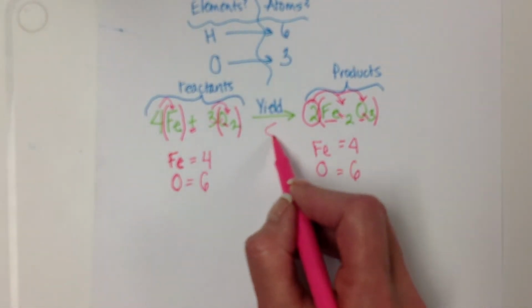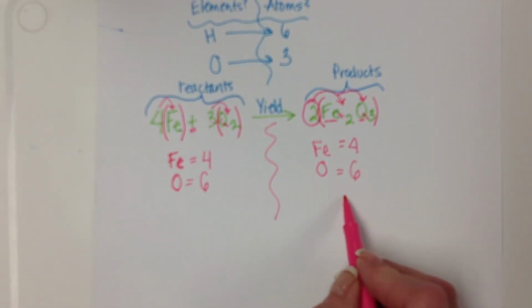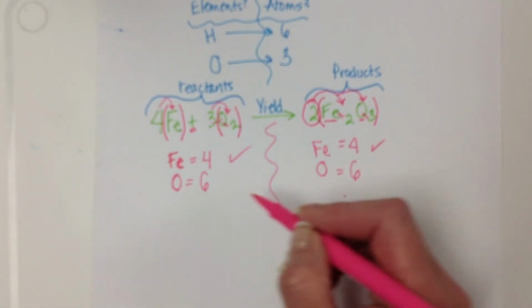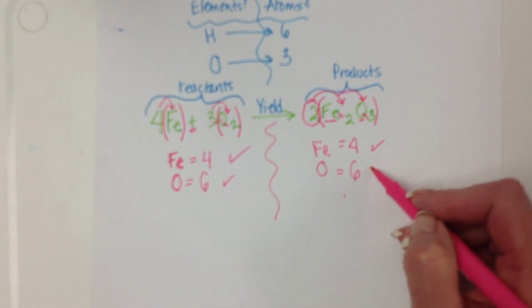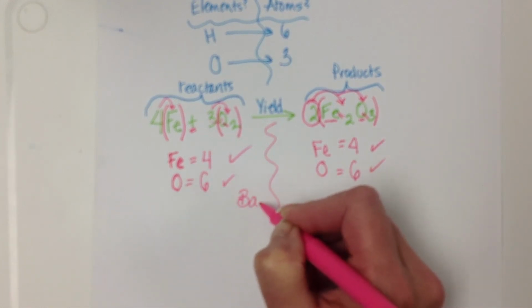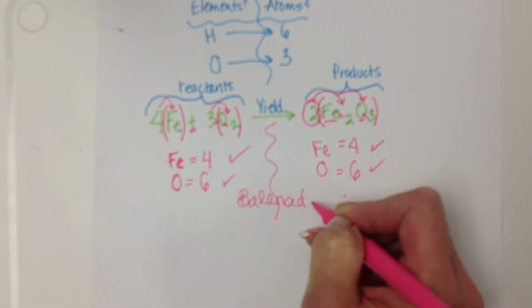Now let's take it one step further. Is this balanced? Well, are they all equal? Are all the atoms of every element equal on both sides? Yes, so this makes this chemical equation a balanced equation.